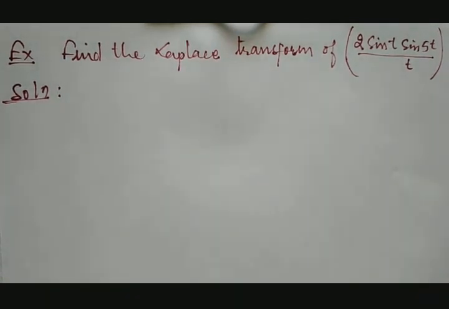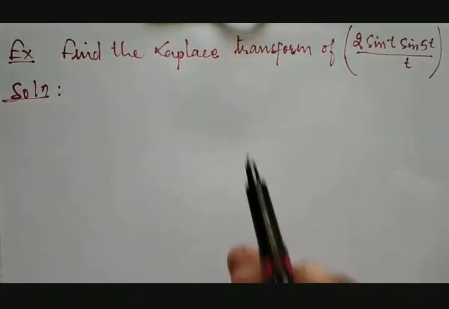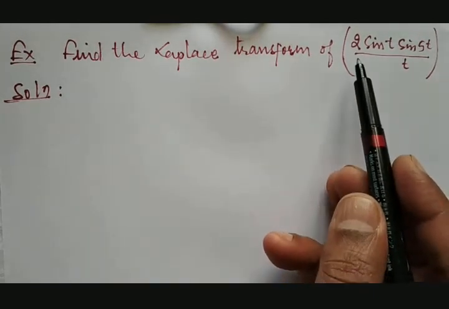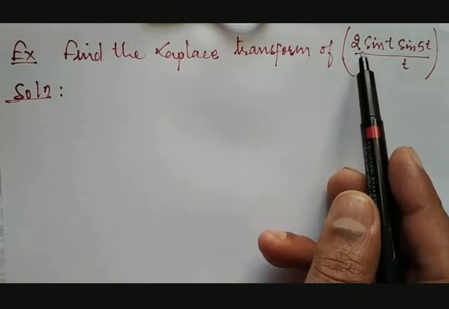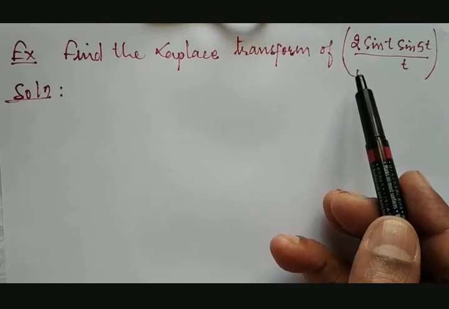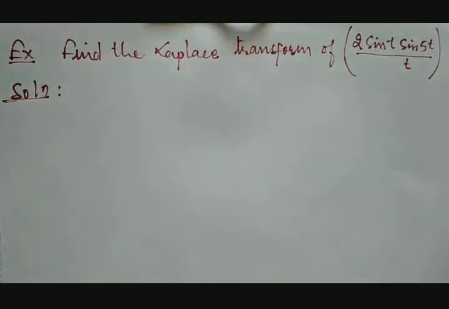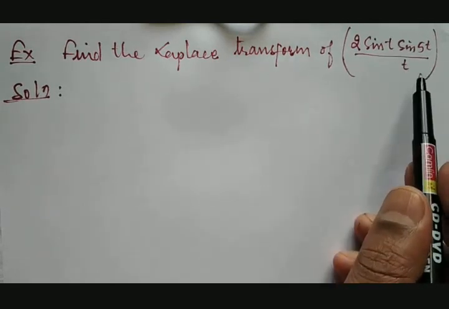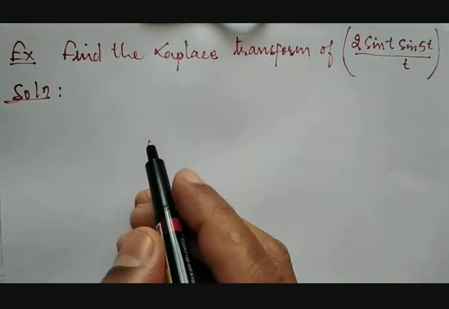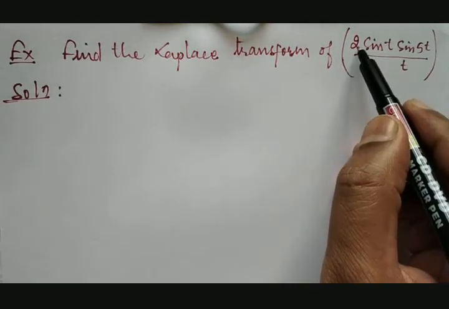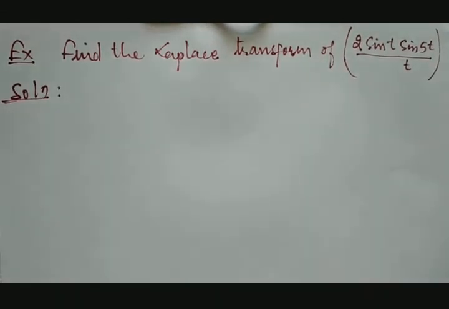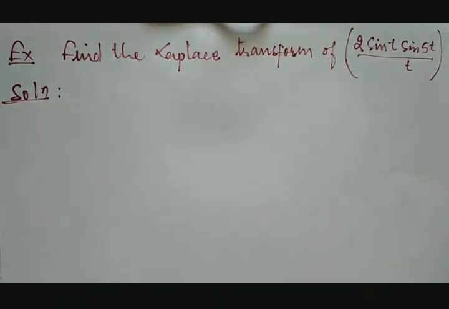In this session, we are going to discuss obtaining the Laplace transformation of the function 2 sin t into sin 5t divided by t. This is a bit tricky example because first of all it is divided by t, so the division method is going to be applied, and this is a product of two trigonometric functions. First, that has to be resolved.